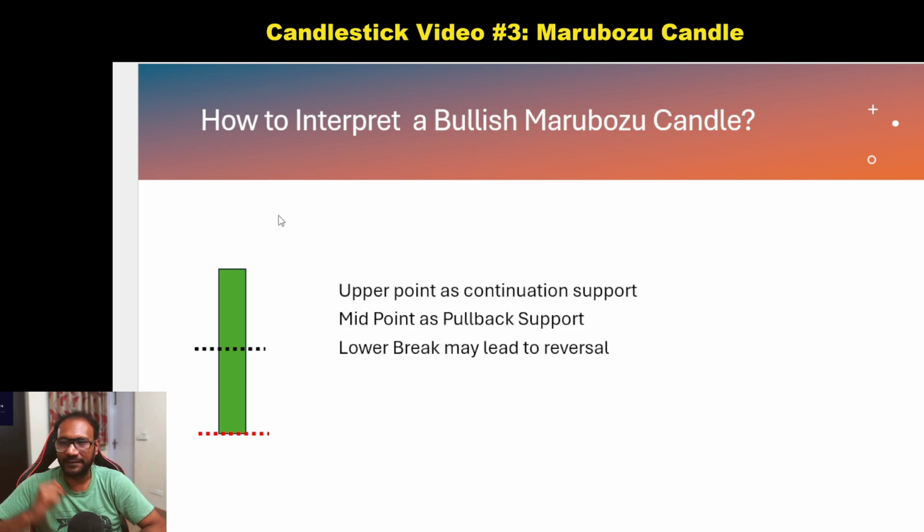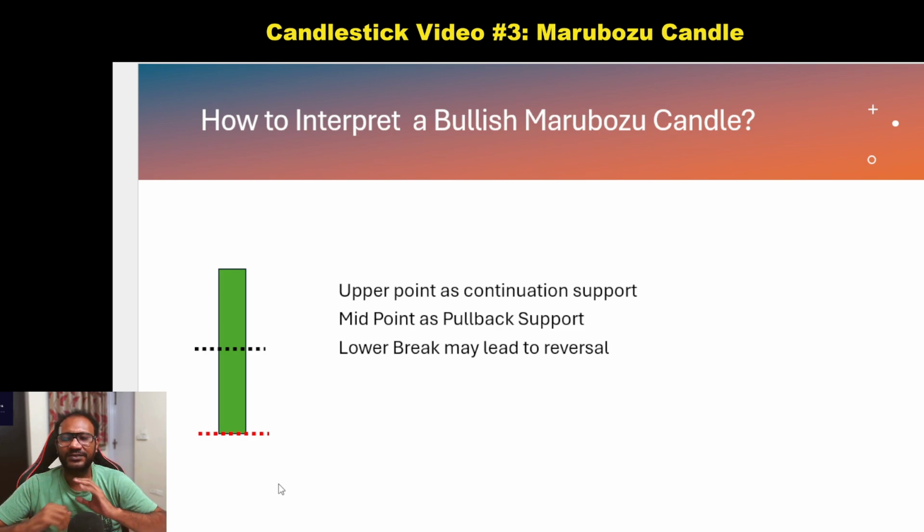That is one. The second part is that sometimes the market would aggressively be pulled back, and if it comes to the middle of this candle and then finds a bounce and moves up again, this is also called a pullback support. And sometimes the selling pressure builds so fast that it comes to the base of this Marubozu candle and even attempts to break. If it breaks, then it indicates a change of trend.